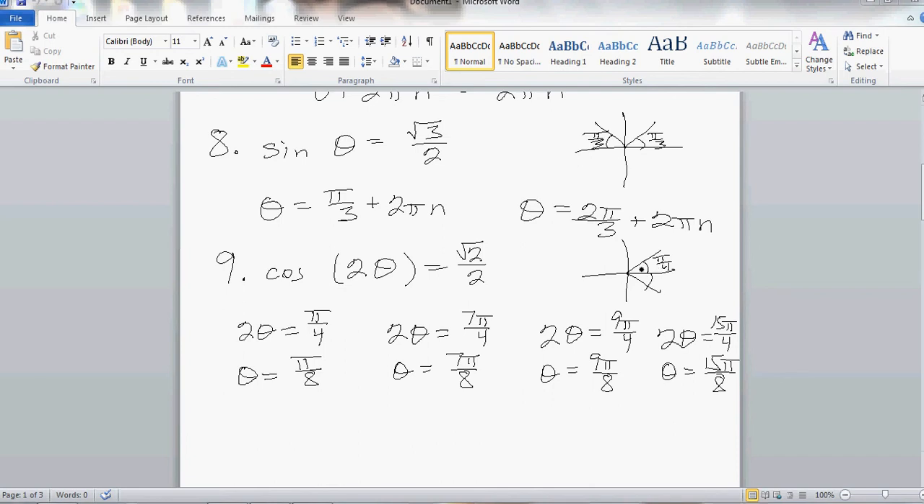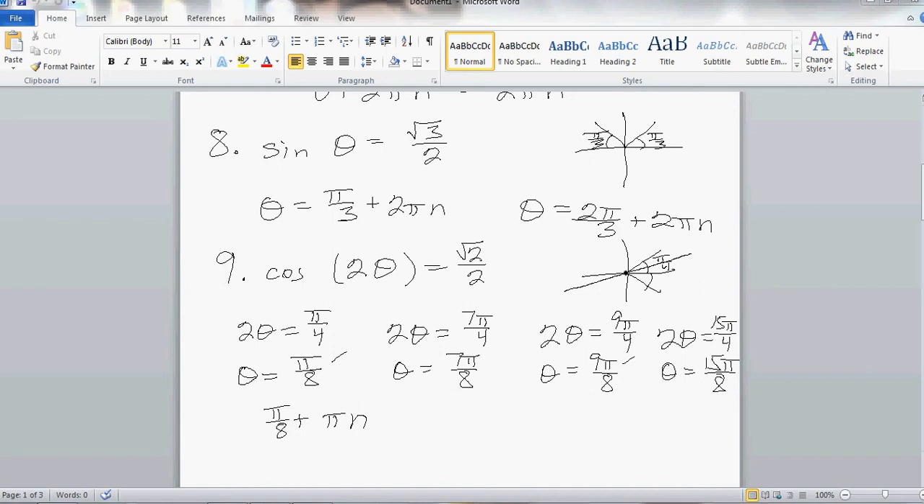Oh, wait a minute. Pi over 8 would be here. 9 pi over 8 would be here. Okay, not so much. However, if we look carefully, if this were pi over 8 here, and 9 pi over 8, and then it's going to start again here, and here, and here. Notice that it's just duplicating every pi instead of every 2 pi. So that means this answer can be written as pi over 8, and instead of saying plus 2 pi, it's going to be plus pi n. And that will take care of this one here and this one here.